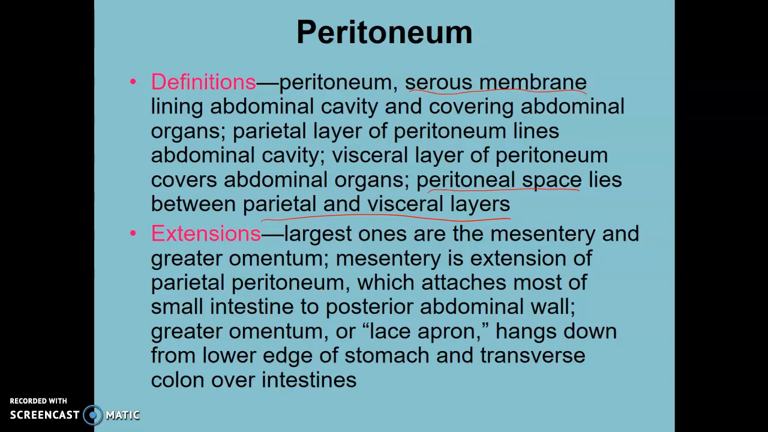Now, one of the largest peritoneal serous membranes is called the mesentery and the greater omentum. The mesentery is a part of the parietal peritoneum. This attaches most of the intestines to the abdominal wall, and the greater omentum is also called the lace apron, and this is what hangs down from the stomach and holds the colon in place. Mostly the transverse colon, but this is the part that kind of keeps the large intestine where it belongs.